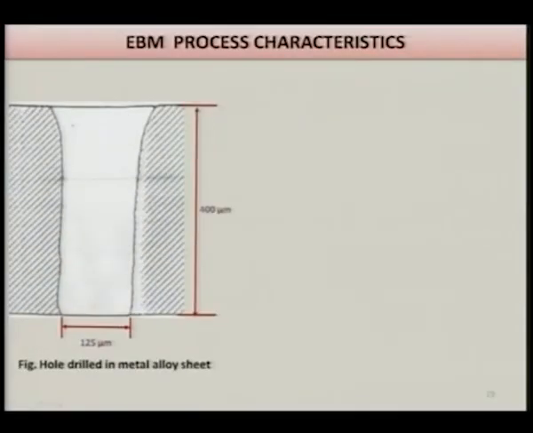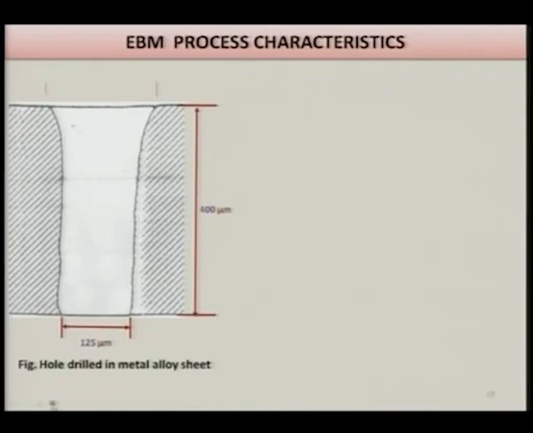As you can see here, this is the schematic diagram of a hole that has been machined with the help of the electron beam machining process, and the size of the hole at the bottom is just 125 micron, while the size of the hole at the top is larger than this, although the value is not written there, and the depth of the hole is 400 micron, and you can see the diameter is slightly varying from top to the bottom.